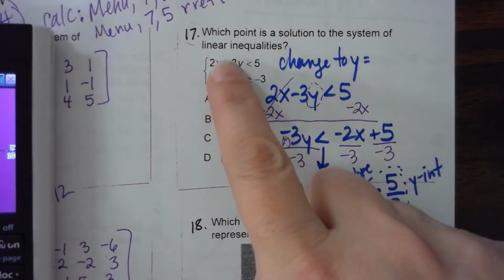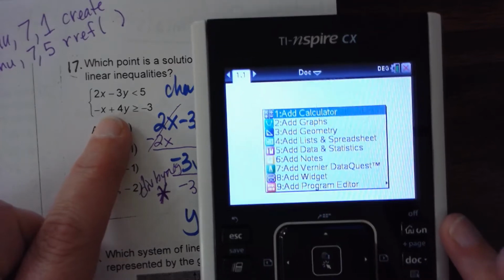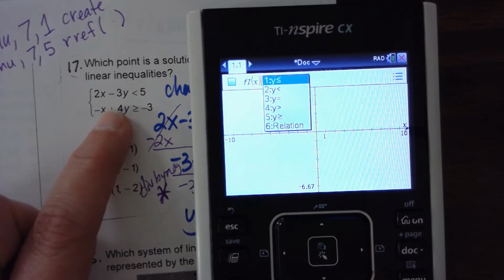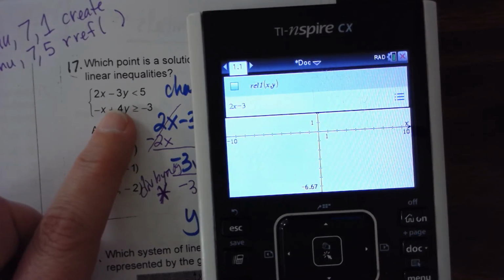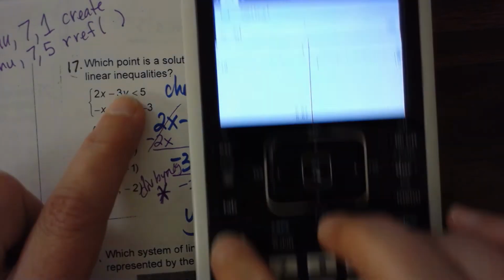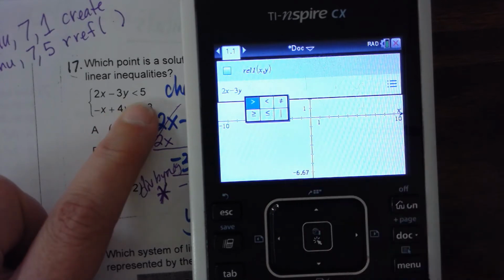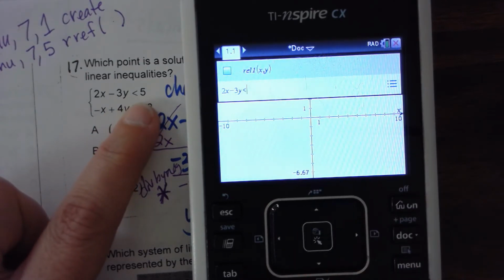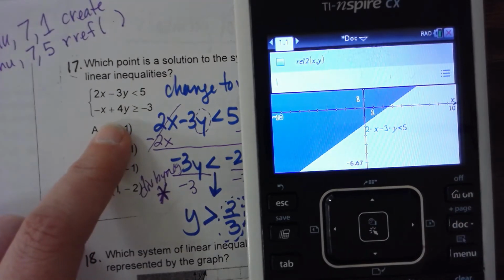So now I'm going to go back and type these into my calculator so that I can see where our solutions are. So we're going to have a relation, and we're going to do 2x minus 3y, and I need my inequalities. So again, control the equal sign pops up that little menu. I want less than 5. Boom. I love that. Tab to get a second equation.